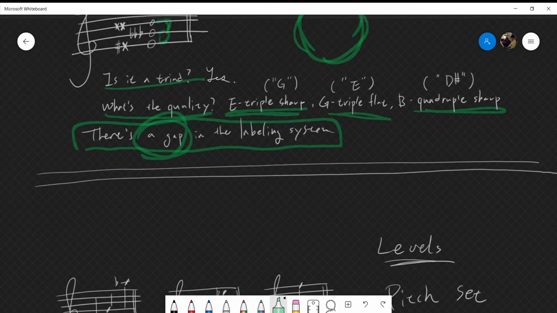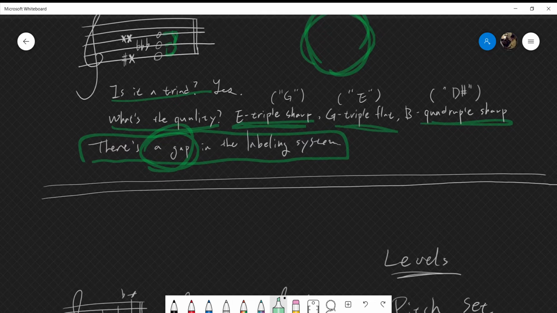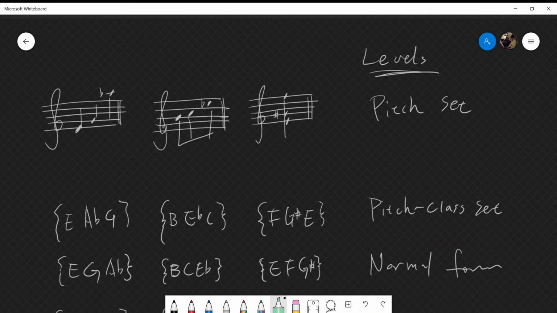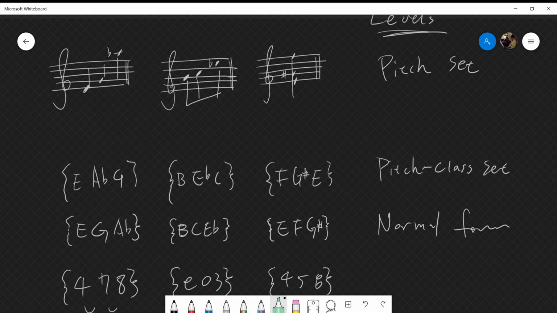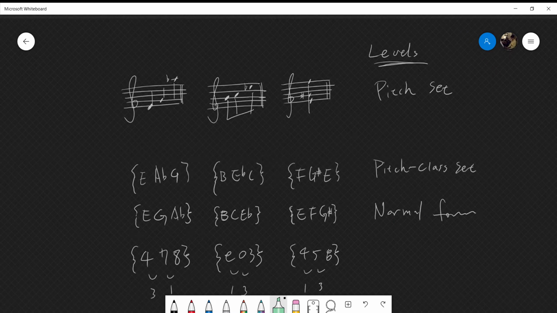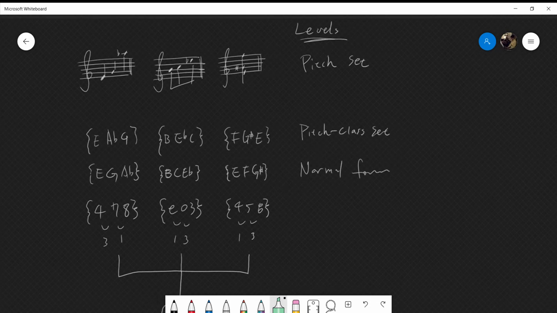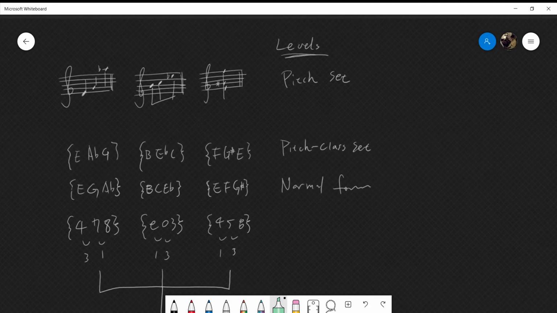And you feel like there's an unlimited number of things, but actually in terms of a trichord, there are only 12 distinct trichords. Let's see how that works. So let's go back to our different levels of voicings and chords and see if we can map this onto the same thing. If you look at these three notes, we have E, G, and A flat.